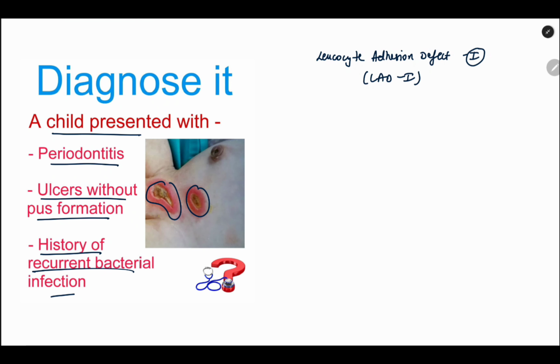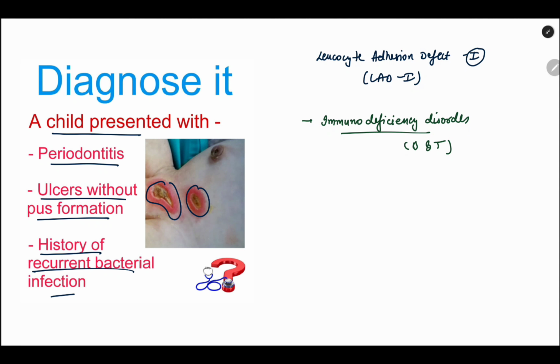So what are these LADs? These are immunodeficiency disorders which involve both the B and T cells, and are characterized by the inability of leukocytes to migrate to the site of infection to kill the offending microbes. LAD is a defect of cellular adhesion molecules resulting in clinical syndromes.